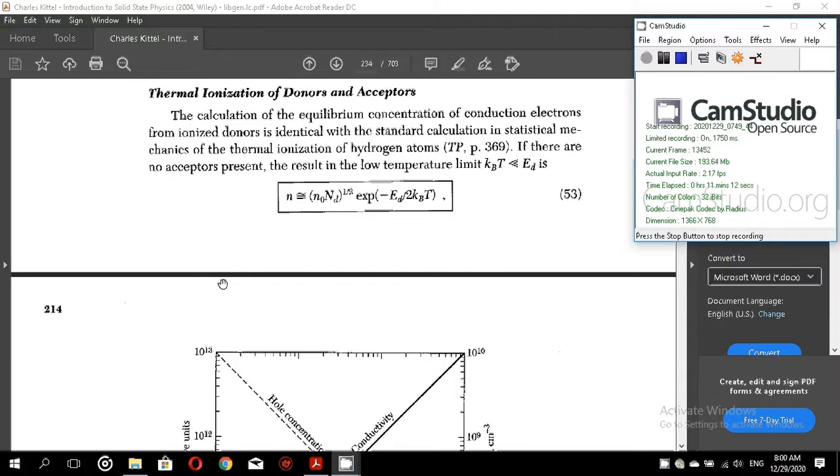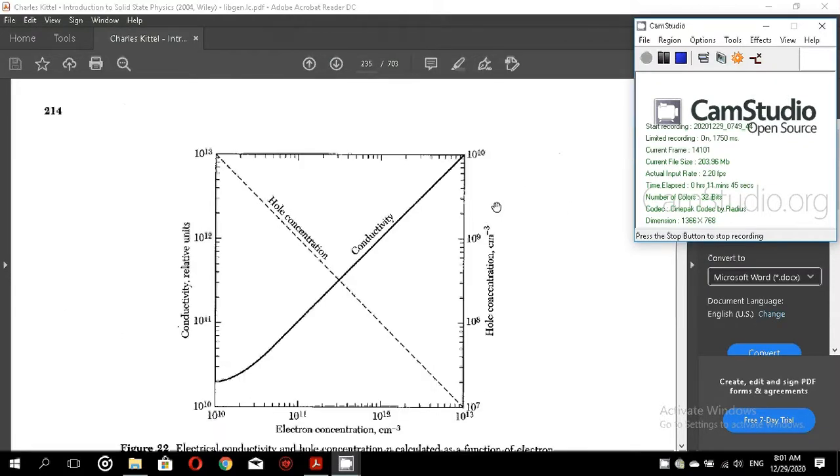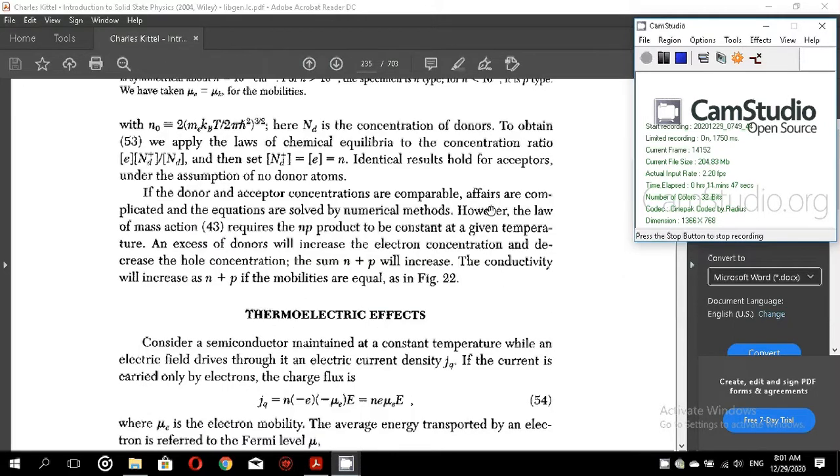The thermal ionization of donors and acceptors. The calculation of the equilibrium concentration of conduction electrons from ionized donors is identical with the standard calculations in statistical mechanics of the thermal ionization of hydrogen atoms. If there are no acceptors present, the result in the low temperature limit is given by this. So this is the concentration of the electrons, given by equation 53, and you can also go through the rest of this paragraph.